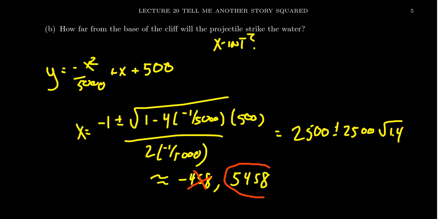So the maximum value is going to happen right here. We can shoot our projectile. It'll go 5,458 feet from the site it was launched, and that's how far from the cliff it'll hit the ground.